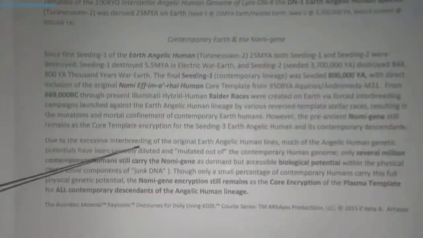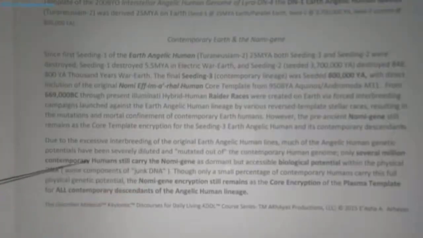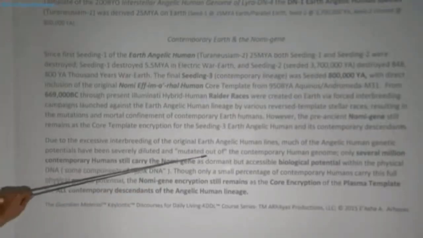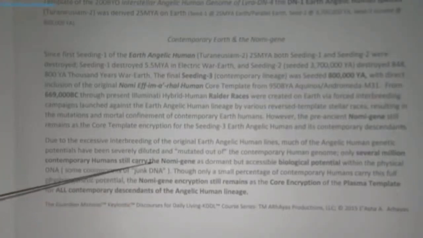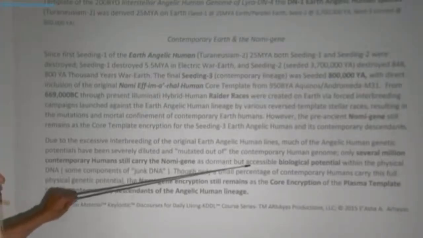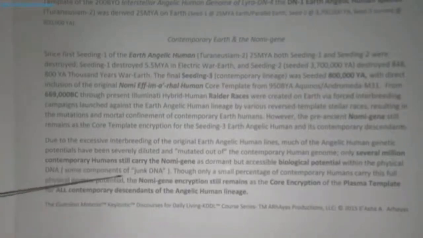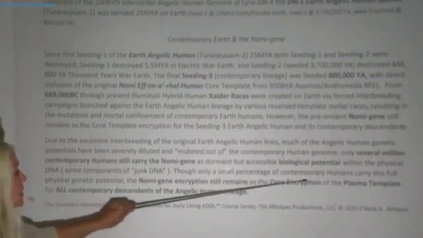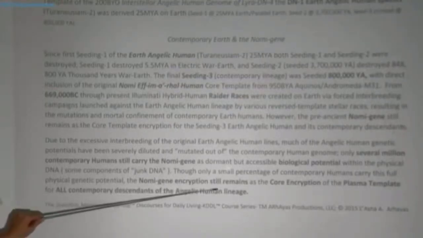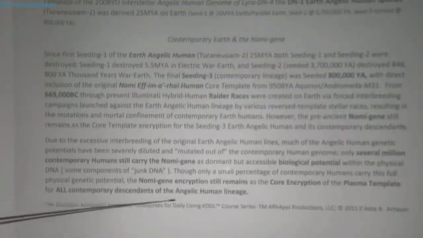Due to the excessive interbreeding of the original Earth angelic human lines, much of the angelic human genetic potential has been severely diluted and mutated out of the contemporary human genome. Only several million contemporary humans still carry the NOMI gene as dormant but accessible biological potential within the physical DNA. Some components of the junk DNA correspond to this. Though only a small percentage of contemporary humans carry this full physical genetic potential, the NOMI gene encryption still remains as the core encryption of the plasma template for all contemporary descendants of the angelic human lineage.